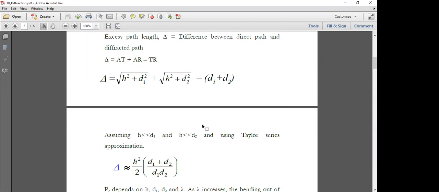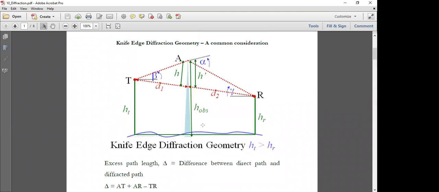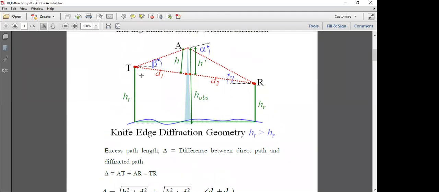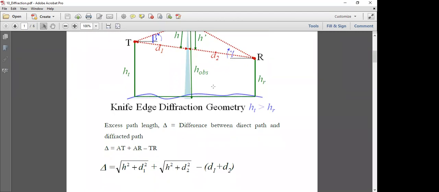We are also considering here the path difference. We call it excess path length. That is AT plus AR minus TR.